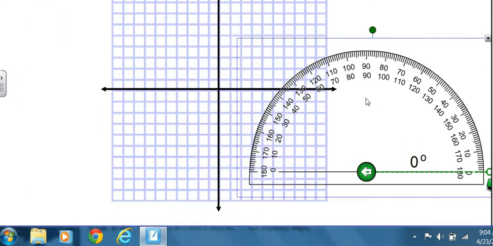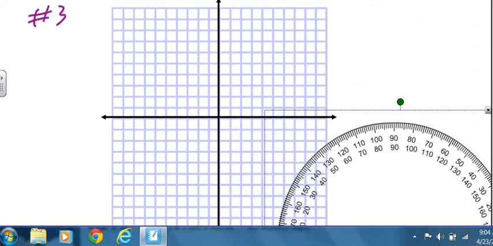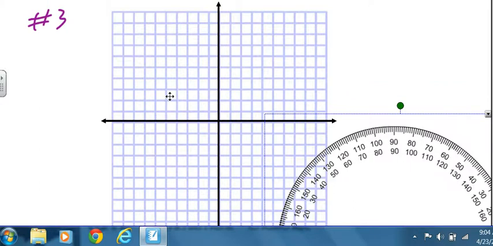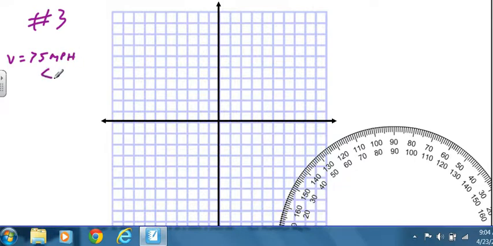And so problem number 3, we have 2 vectors. Vector V is 75 miles per hour at an angle of 345 degrees, and vector W is at 25 miles per hour at an angle of 270.